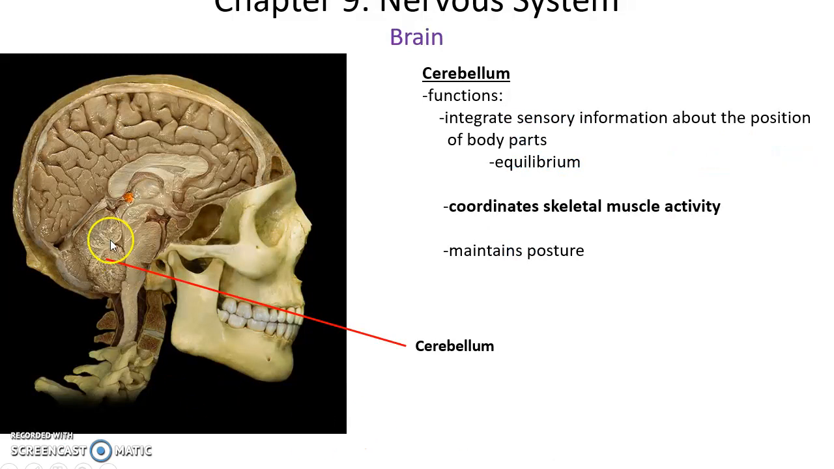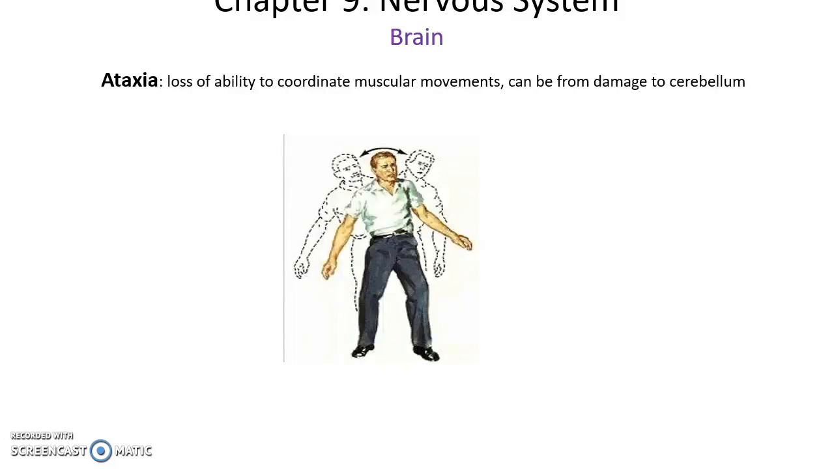Moving on to the cerebellum, this extraregionally structure is very important in movement. It functions to integrate sensory information about the position of our body, aka equilibrium and proprioceptive information, and then uses that to make sure we are where we're supposed to be in terms of where we are in the world around us. Also coordinates skeletal muscle activity and maintains our posture.